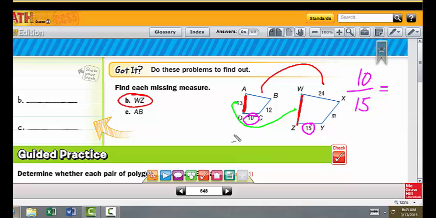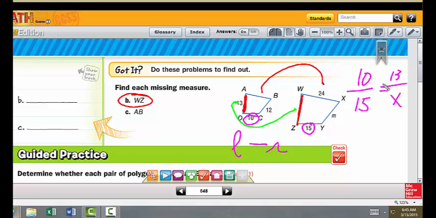So we're going to move from left to right in each of these cases. You could do this right to left as long as you do it in each case. So we're going to stick with left to right. So now we're being asked to find out this length here, this WZ. So we have 10 over 15 in this case, so we need to put 13 over an unknown here. So we have 13 over x.